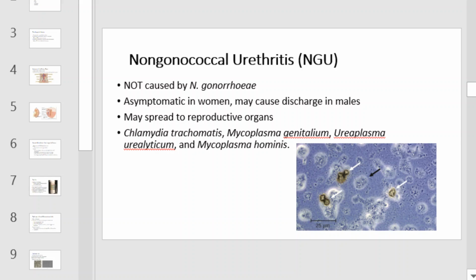Non-gonococcal urethritis, or NGU, is not associated with N. gonorrhoeae. Many women are asymptomatic, and it may cause discharge in males. It is spread to reproductive organs. Organisms such as chlamydia and mycoplasma are common causes of this type of infection.